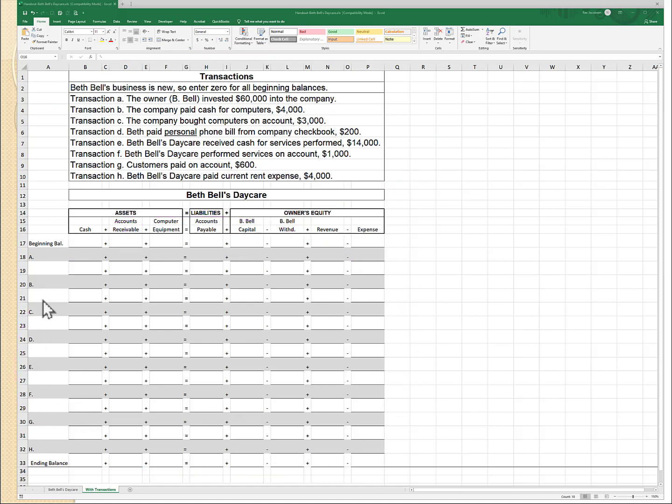And I want you to print this out and do it by hand, because when you do things by hand, scientific studies have found that you learn and remember a lot better than if you just type something into a computer or a spreadsheet.